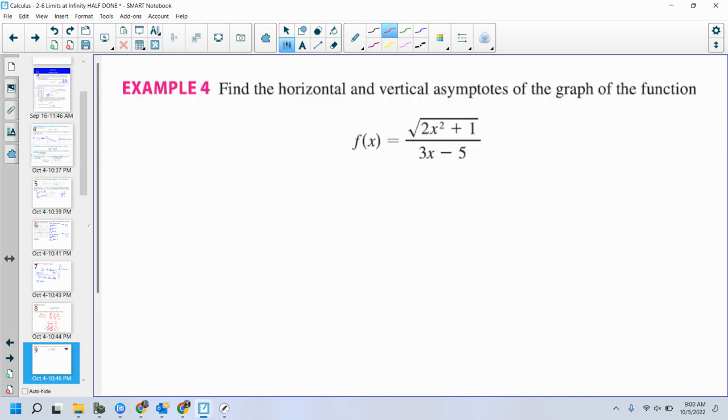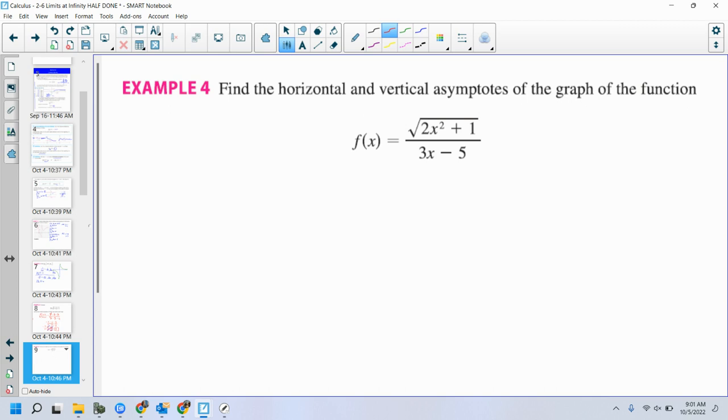Okay. Let's take a look at another one here. Find the horizontal and vertical asymptotes of the graph of the function. I guess the first thing we can do is the vertical asymptote, and I say that in singular form. Where is the vertical asymptote here? Or where do I look? What can I do to find it? What do I do? Somebody tell me.